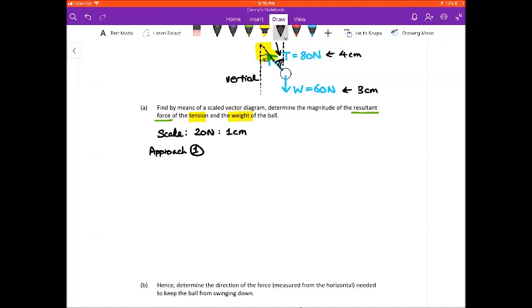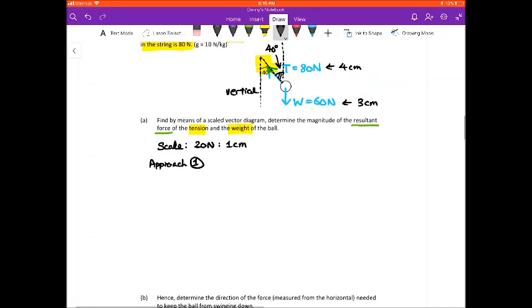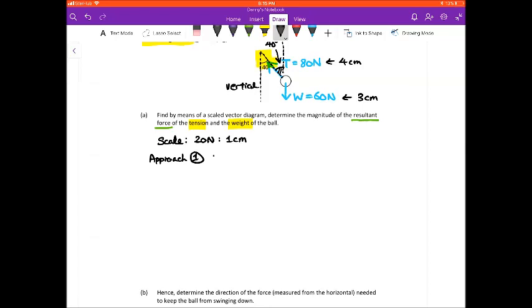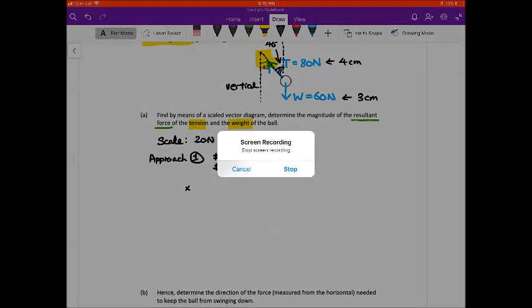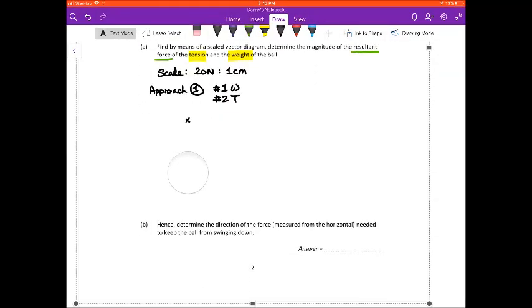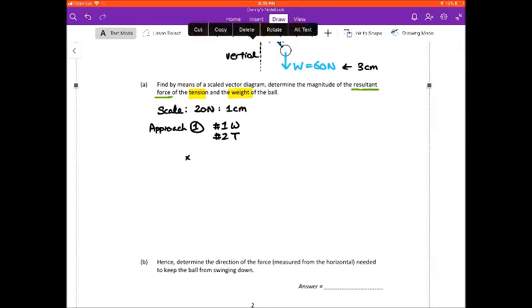Let me get my protractor. Where's my protractor? Oh, here. So I will start with approach 1. I will draw my weight followed by my tension. Weight is very simple, weight is one straight line. So this is my start point. I will draw 3 cm down, 0, 1, 2, 3.